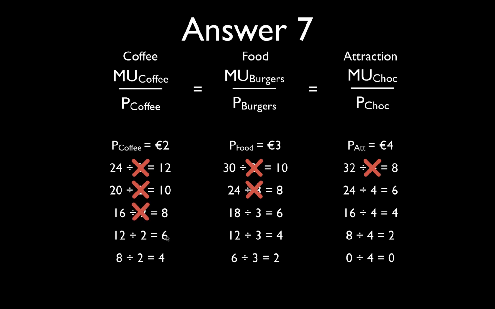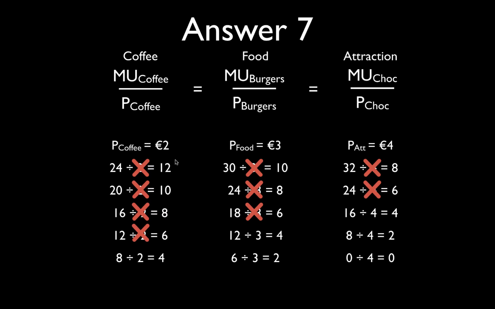Is he going to buy the fourth coffee, the third bit of food, or the second attraction? Well, 6 is equal to 6 is equal to 6. He will essentially buy all of them, but it does not matter which order he buys them in. And then let's work out.